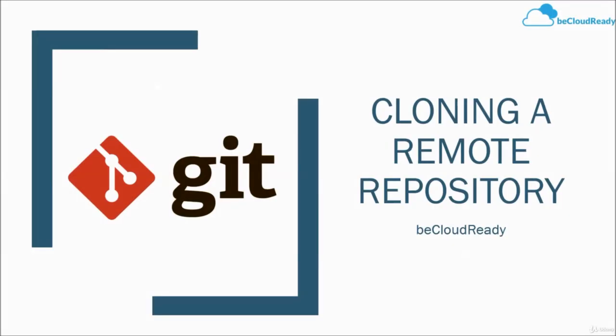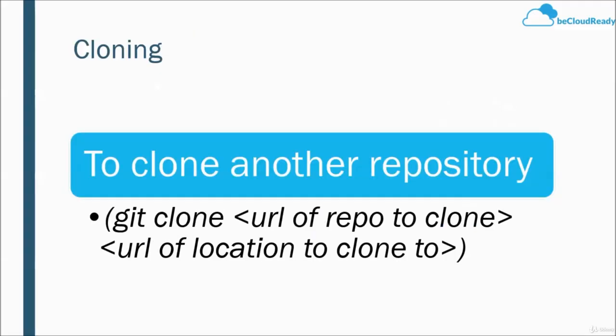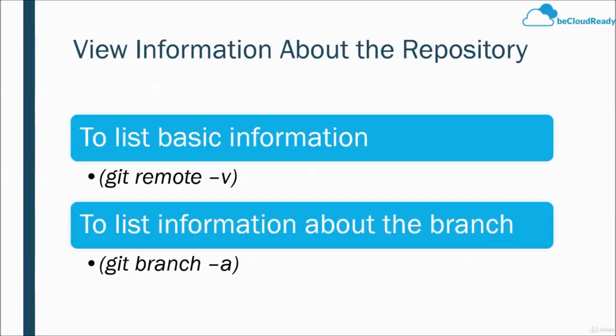Let's do a quick review of how we can clone a remote repository. So in order to clone another repository, the command is git clone, and then you need the URL of the repository that you want to clone and the location which you want to clone it into. And then in order to view some basic information, we can do git remote -v to see where we got the files from, and git branch -a to list all the branches.